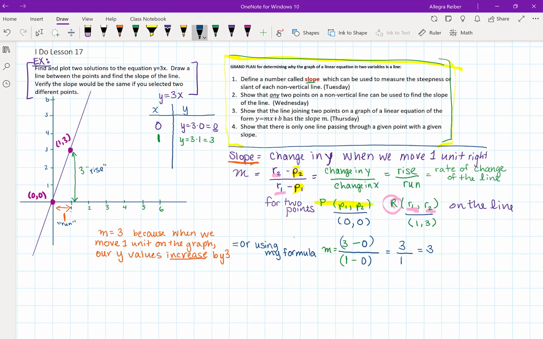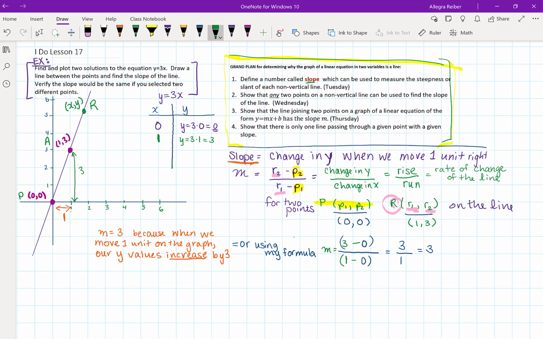So at this point, we have found and plotted the two solutions, we've drawn a line, and we've computed the slope of that line. The question is, would it have been the same if I selected two different points? Well, to start that process, I'm going to keep one of the points the same. I'm going to keep the point (0, 0), and I'm going to select a different second point, and I'm going to give it coordinates (x, y), because it's an unknown x and an unknown y, and I'm going to name it point R. We're going to name our original point P, and I'm going to rename the (1, 3) that we used before A.